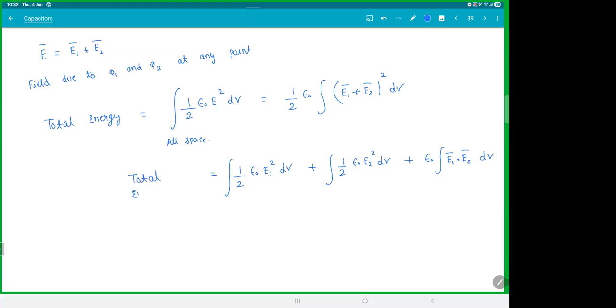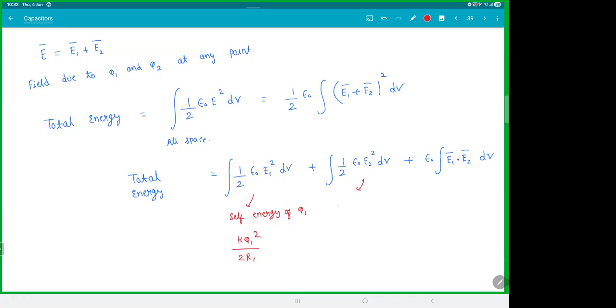This is the total energy. But if you notice carefully, this term is nothing but the field only due to Q1. So if E1 is the field only due to Q1, then isn't this term the self energy of Q1, which is K Q1 square by 2R1? Is that making sense? If you take only the shell Q1, what is the self energy of the shell? K Q1 square by 2R1. Where is this energy stored? Half epsilon E square throughout the space, isn't it?